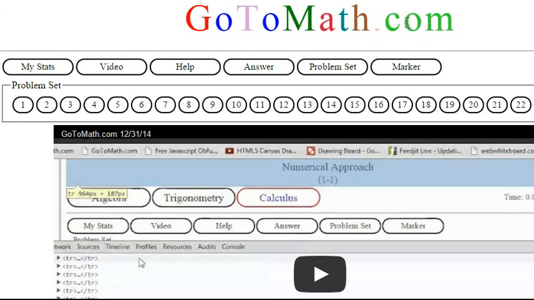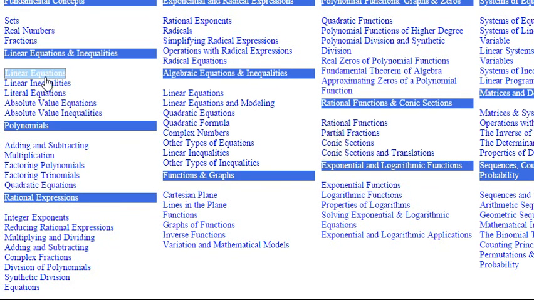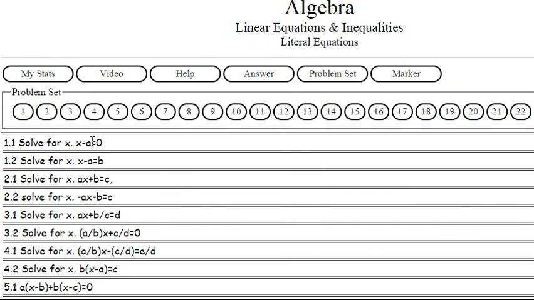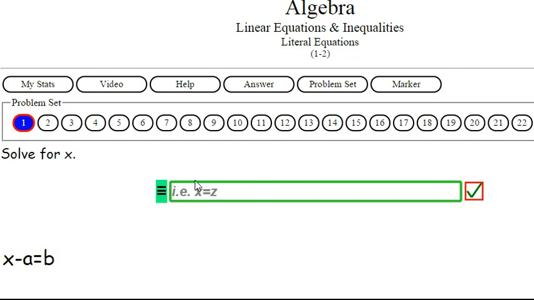Okay, we're here at GoToMath.com. Let's go right up here. I've made some changes, hopefully for the better. So we have solve for x right here. We're going to have x minus a is equal to b. So let's write that out.